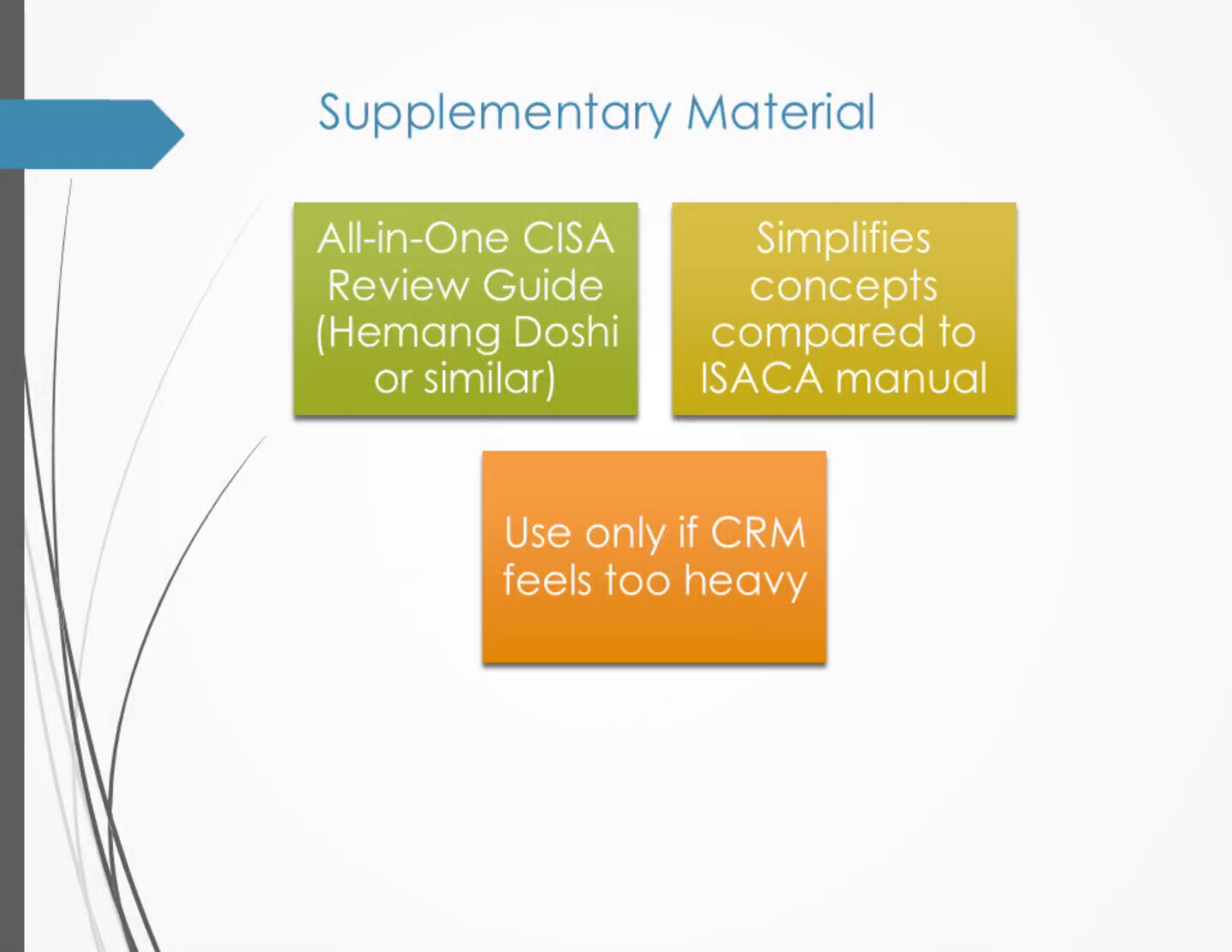You can also make use of supplementary material, but this should not replace your core resources. A popular option is the all-in-one CISA review guide by Hemang Doshi, or a similar simplified guide. These are useful because they break down complex concepts and make them easier to understand compared to the CISA manual. However, use these only if you find the official review manual too heavy or difficult to work through. They are there to support your understanding, not to replace the primary material.